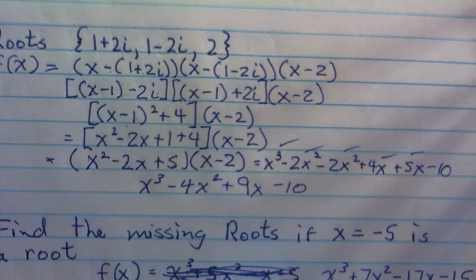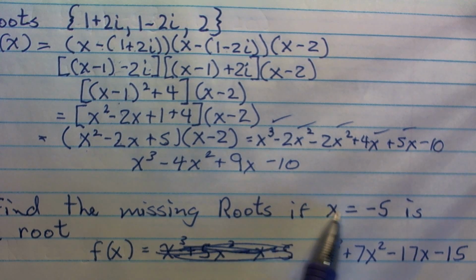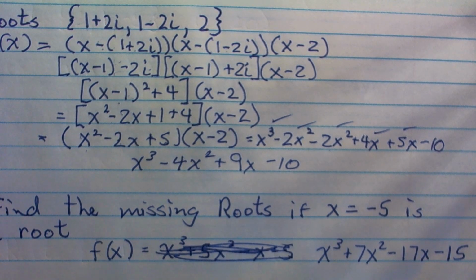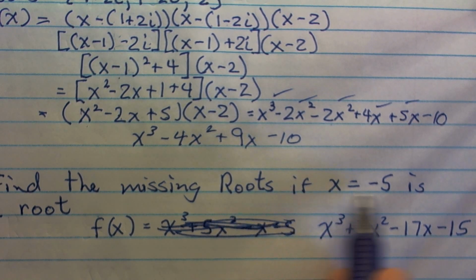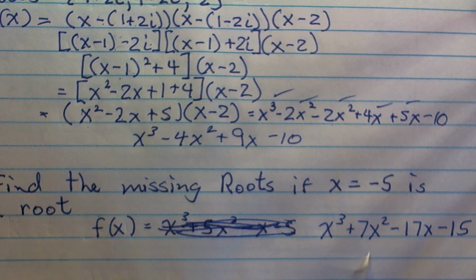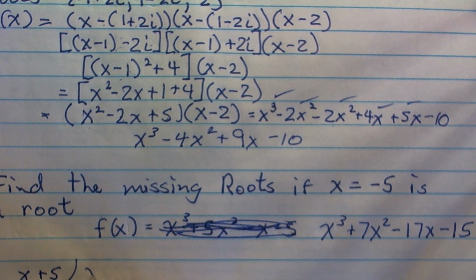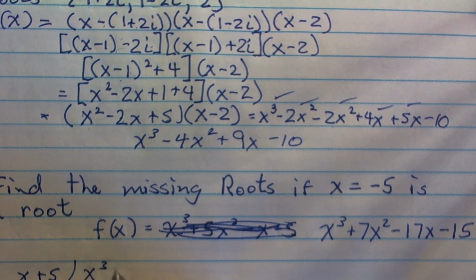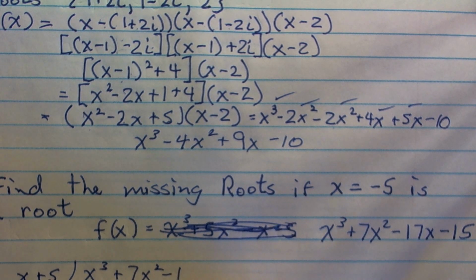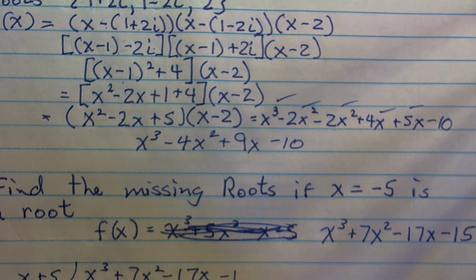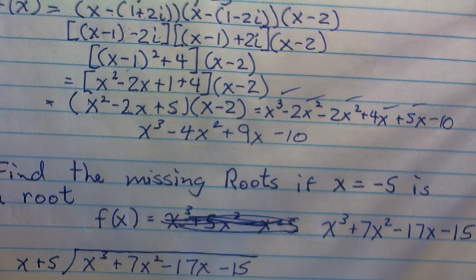Okay, now we go down to this next one. It says find the missing roots if x equals negative 5 is a root. Well, the way we find the missing roots is by dividing. So if x equals negative 5 is a root, then x plus 5 is a factor, and I want to divide that in to find my other roots, or my other factors first.